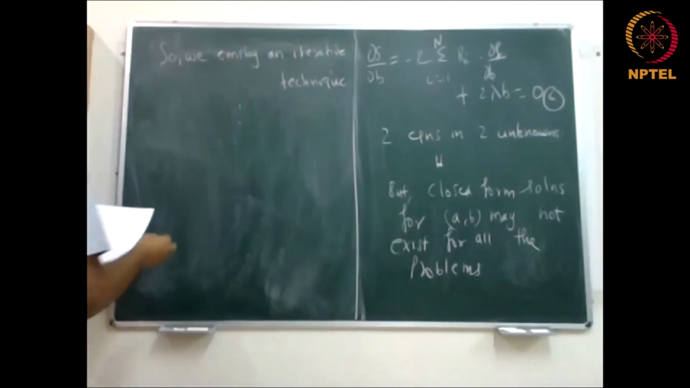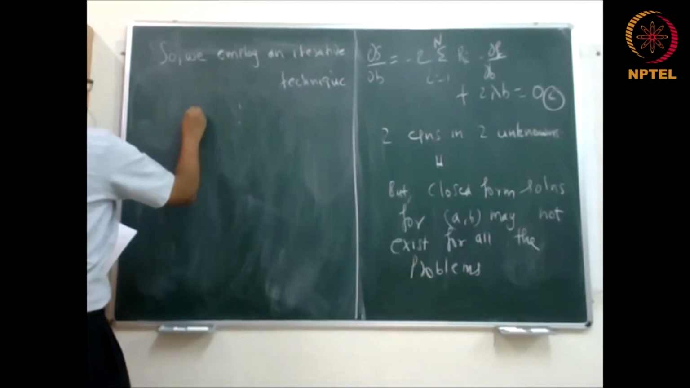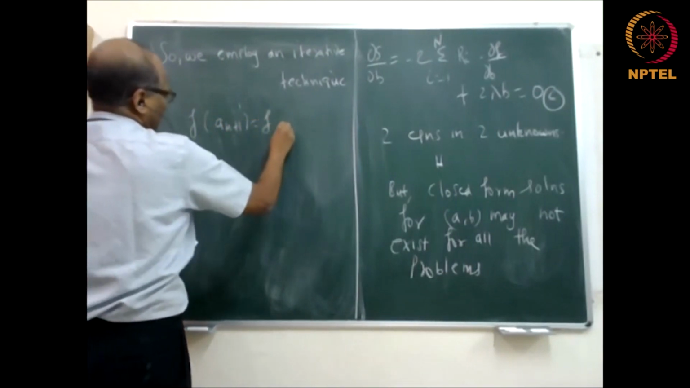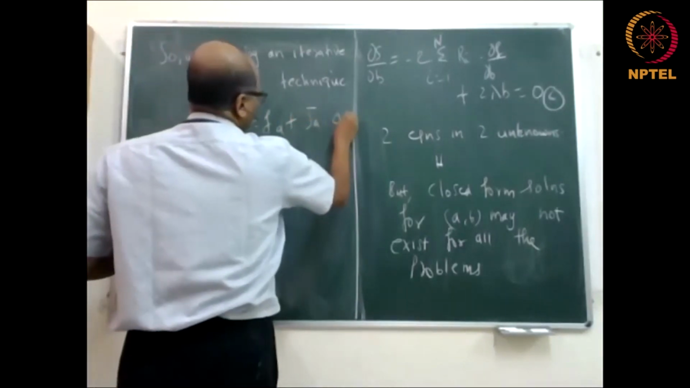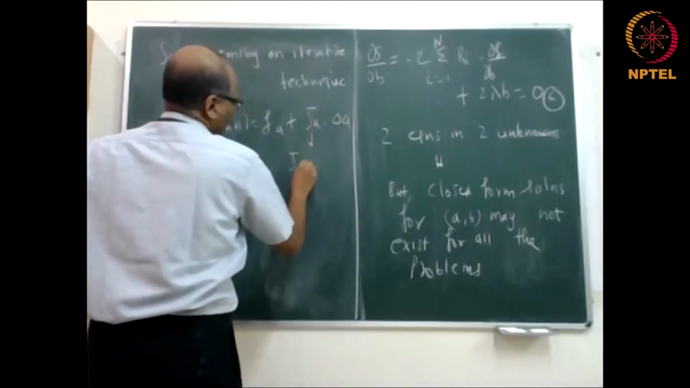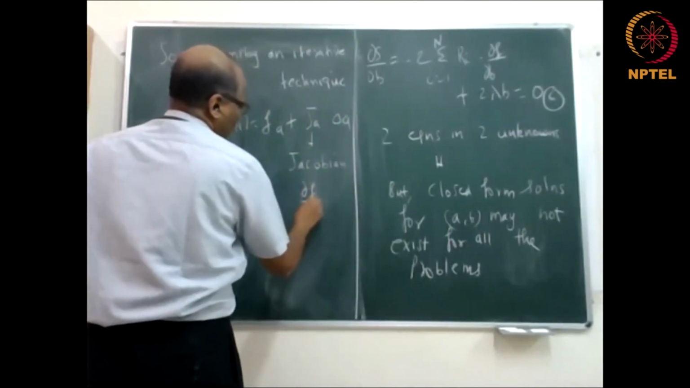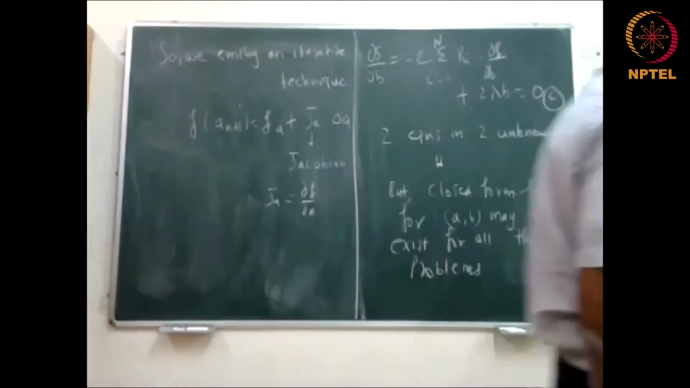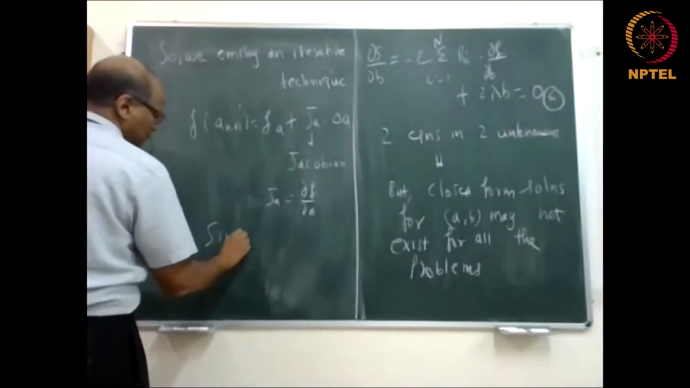What is the iterative technique? So we say that f of a n plus 1 equals f of a plus J a delta a. This is called the Jacobian, del f by del a. That is called the Jacobian of a, which is the sensitivity matrix. Similarly for b.